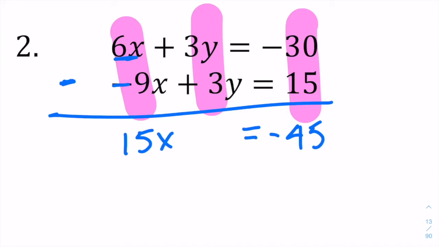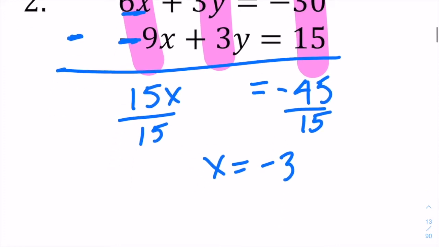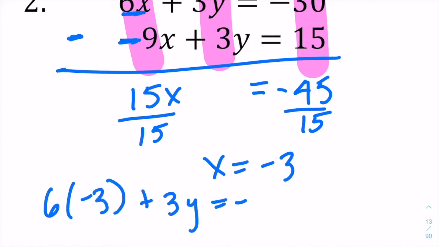The toughest situation is when the second equation has a negative or a minus in it and we are subtracting. Then you have to really remember that minus a negative is like adding. But we are now down to a much simpler equation, and we can divide both sides by 15 to get x equals negative 3. Wow, so much easier. So we can plug that in. 6 times negative 3 from our first equation plus 3y equals negative 30. So that's negative 18 plus 3y equals negative 30.